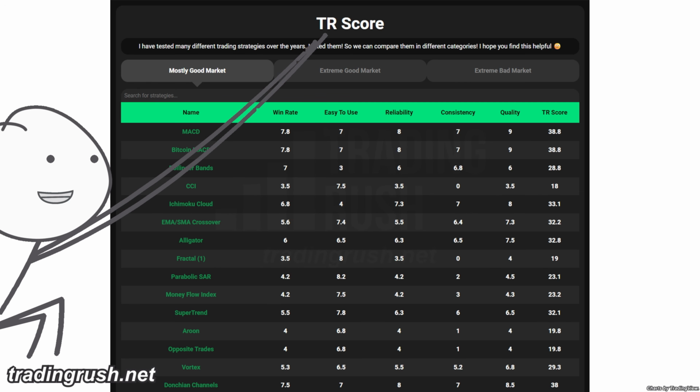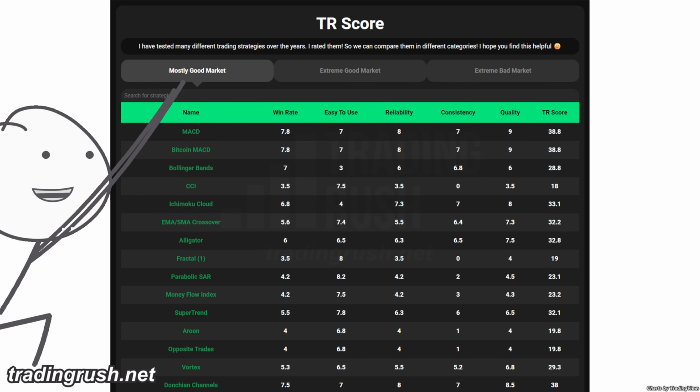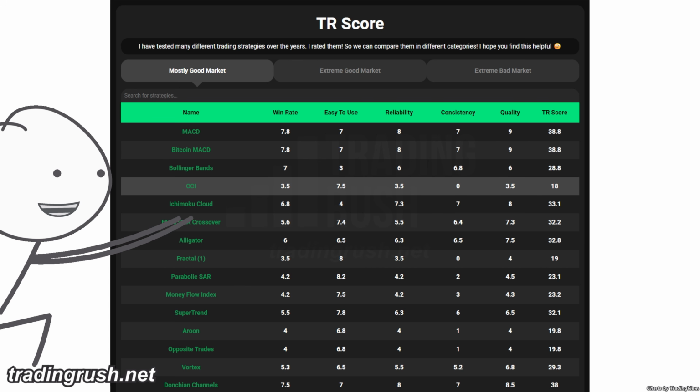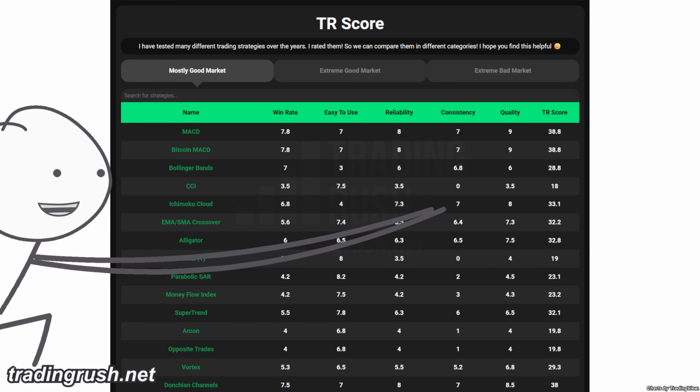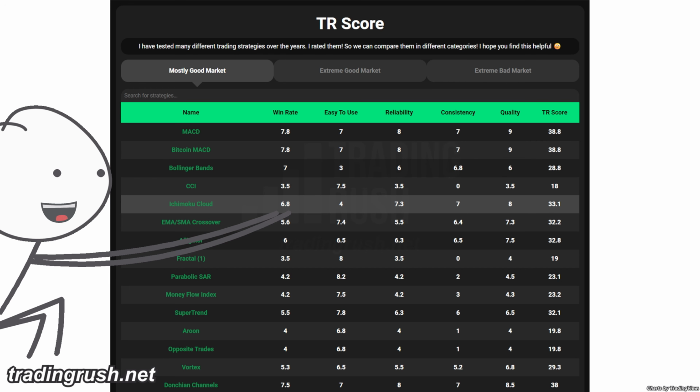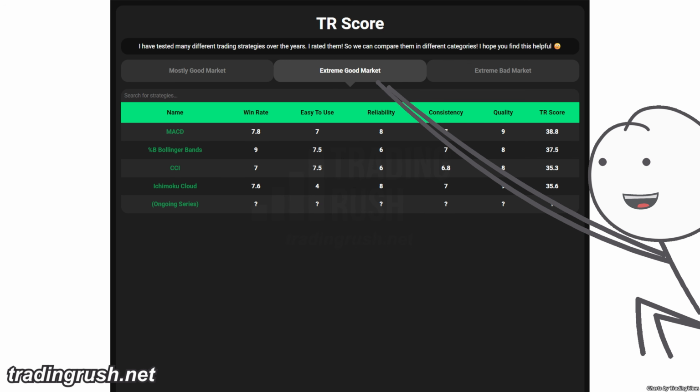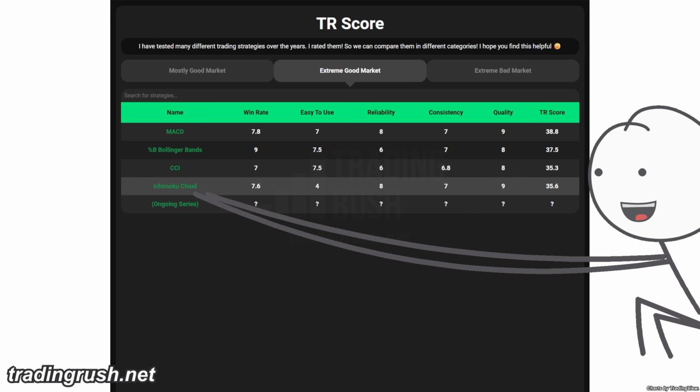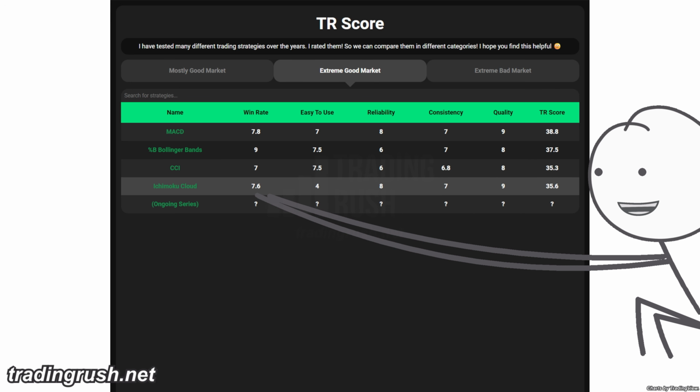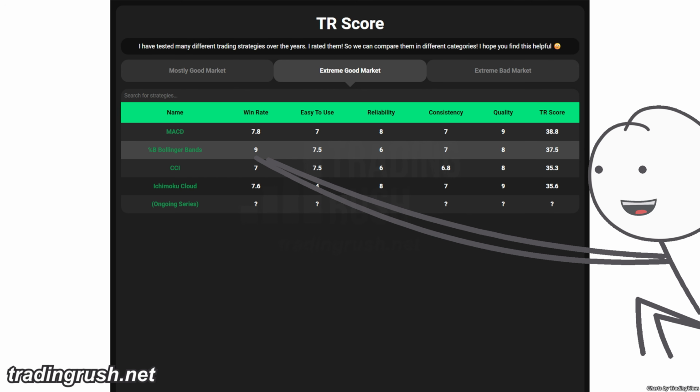In the previous mostly good market test, Ichimoku Cloud had a pretty good score in the win rate, reliability, consistency, and quality of trades categories. Also, last time, it had around a 53% win rate. So, in the extremely good market test, since the Ichimoku Cloud got around a 58% win rate, I'm going to give it a 7.6 out of 10 score in the win rate category, which is pretty high, but not the highest. The Bollinger Bands indicator holds the highest score of 9 out of 10.